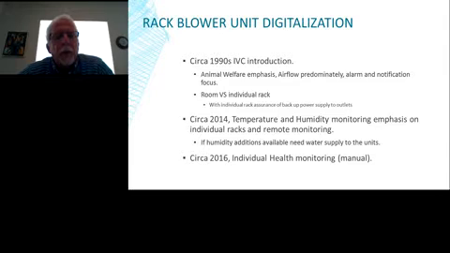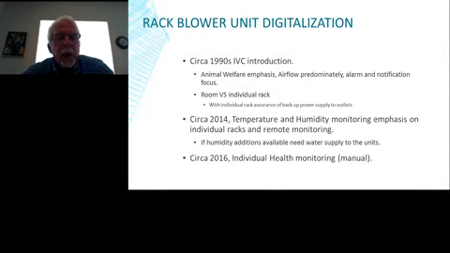So with individual IVCs, the racks tend to be the primary control basis for HVACs. And then what we're seeing is where we can either duct out into the primary system or use these individual blower units and use them to ventilate the cage that way. Circa about 2014, temperature and humidity monitoring emphasis on individual racks and remote monitoring. There were humidity additions available. They needed water supply to the units. So that was important as well in terms of the design function for facilities.